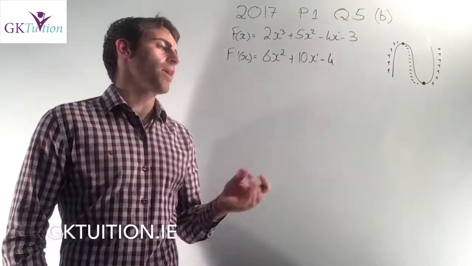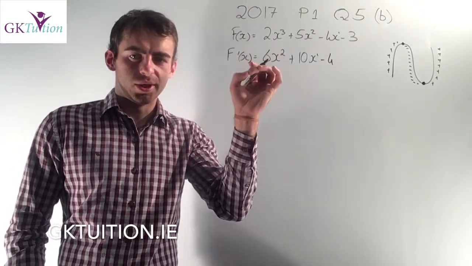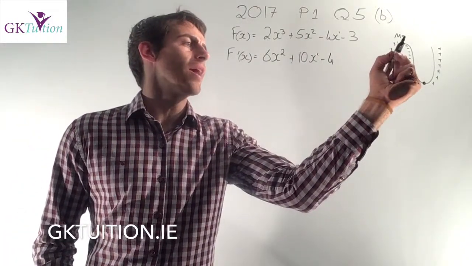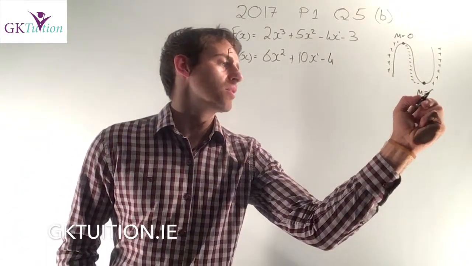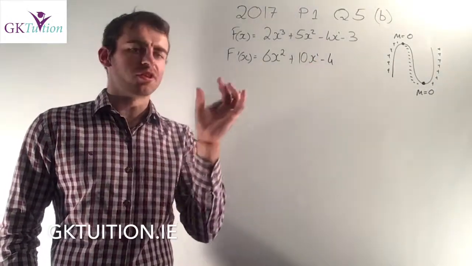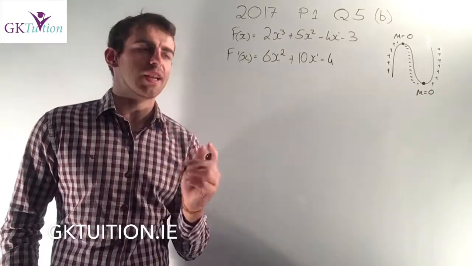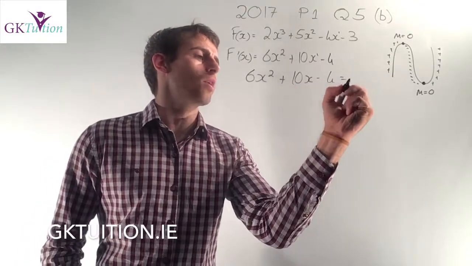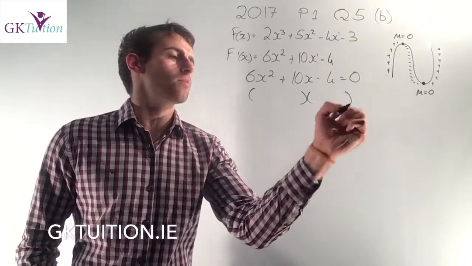So if you look at just our maximum point, if the slope is increasing before the maximum point and decreasing after the maximum point, then clearly at the maximum point the slope must be 0. And at the minimum point the slope must be 0. So to identify a turning point, you get your slope and you let it equal to 0. Or in other words, you get your first derivative and you let it equal to 0. So I know that my slope is 6x squared plus 10x minus 4, and I'm going to let it equal to 0. So now I just have a quadratic equation that I can factorize.